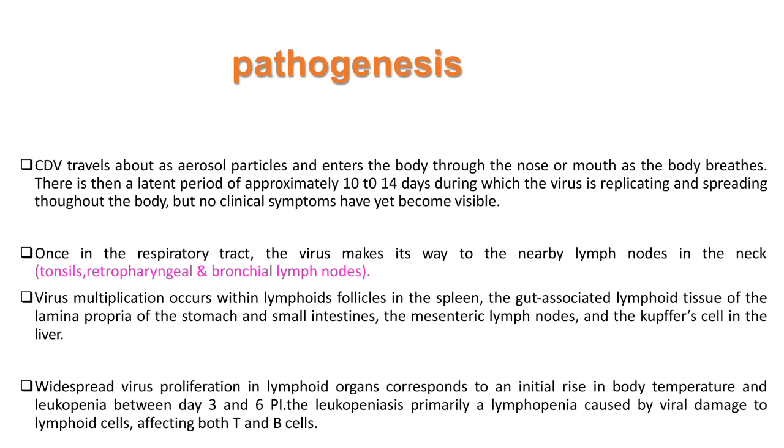Widespread virus proliferation in lymph organs corresponds to an initial rise in body temperature and leukopenia between day 3 and day 6 post-infection. Leukopenia means a decrease in the count of leukocytes, primarily lymphopenia, caused by viral damage to lymphoid cells affecting both T and B cells.